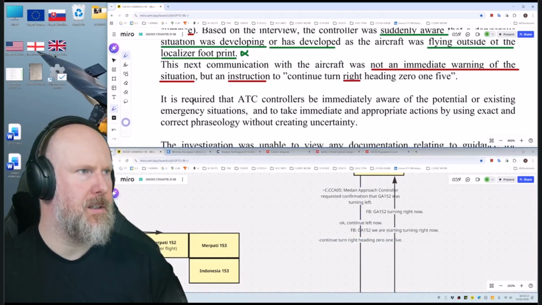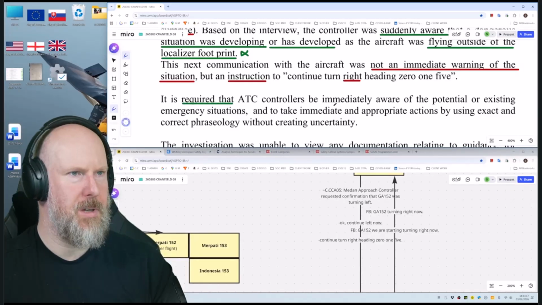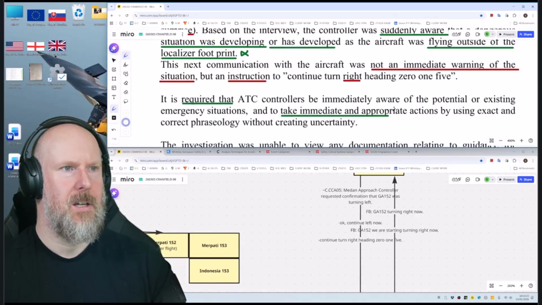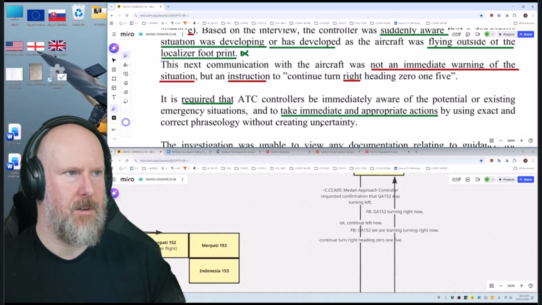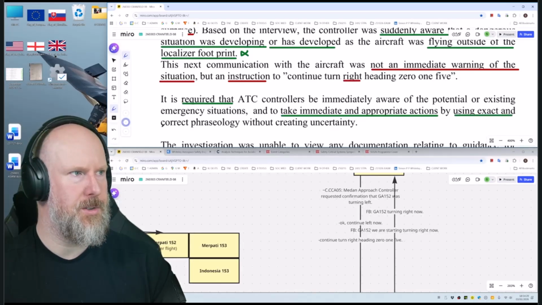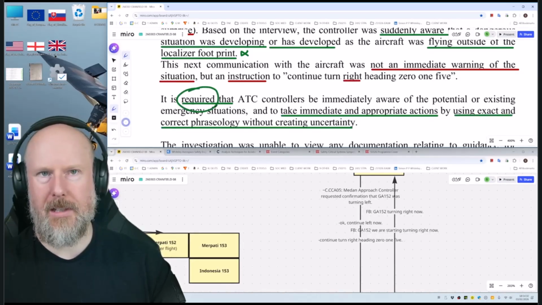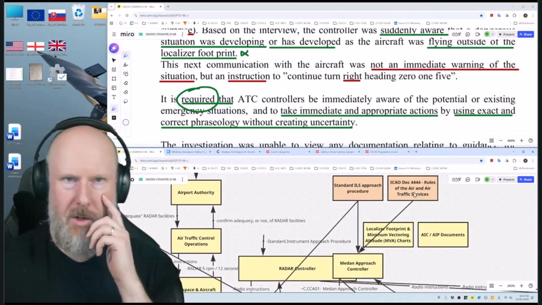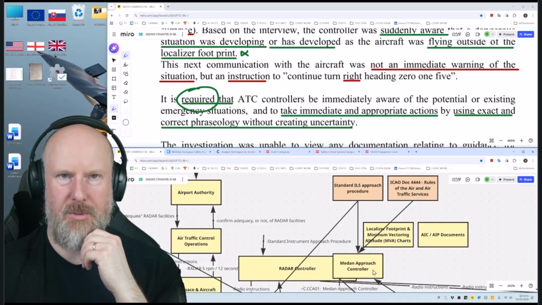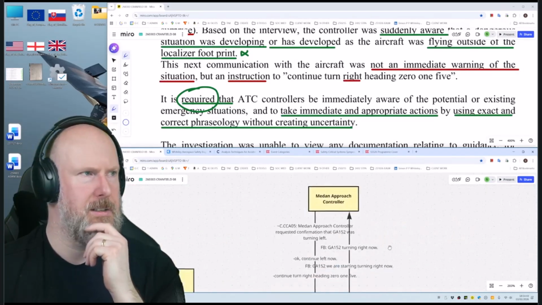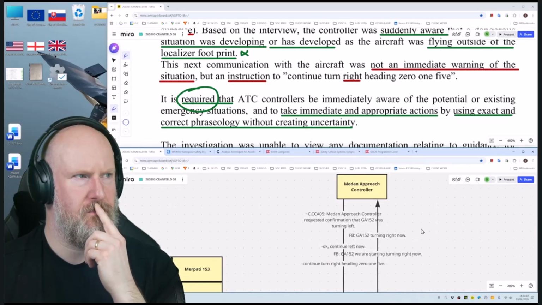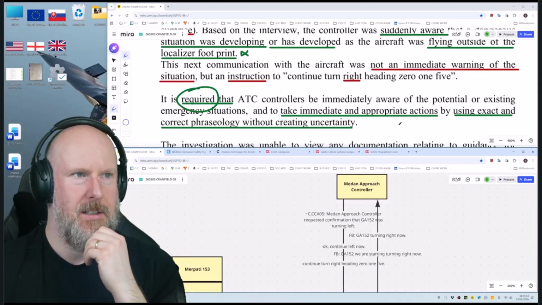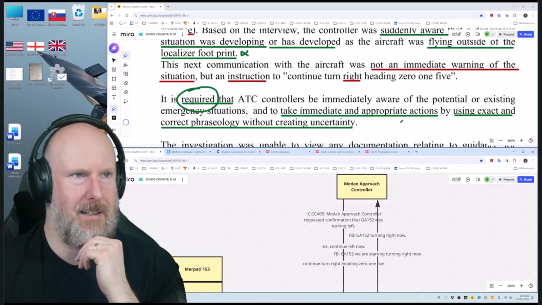It is required that ATC controllers be immediately aware of the potential or existing emergency situations and take immediate and appropriate actions by using exact and correct phraseology without creating uncertainty. So when it says it's required, where is that required? Because we've already highlighted there was a bit of ambiguity about what's in Doc 4444 and the training that the approach controller has been provided. Okay, and when we're talking about awareness, again, it's down to their mental model. Are they aware? Did they appreciate and recognise the criticality of the situation?